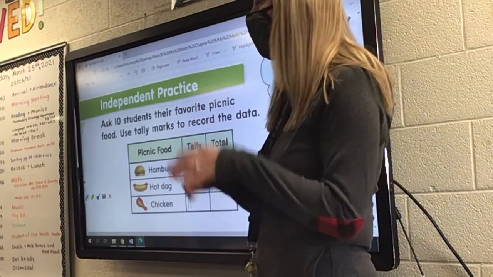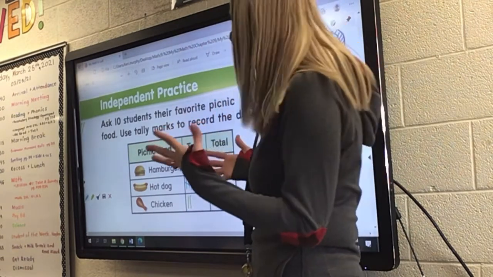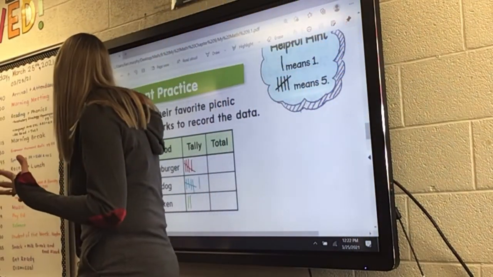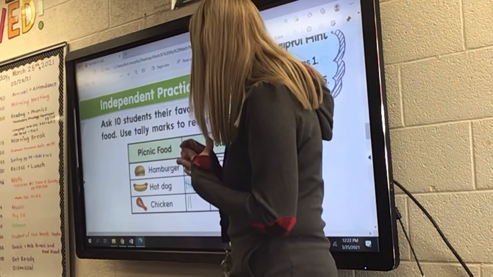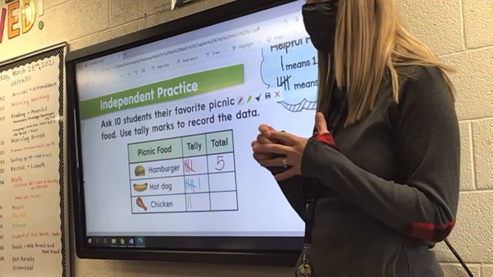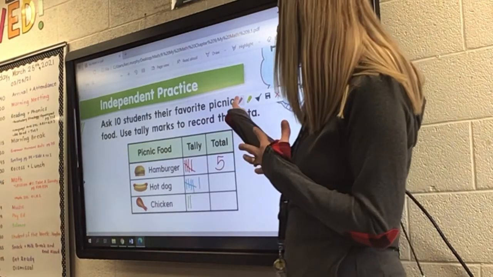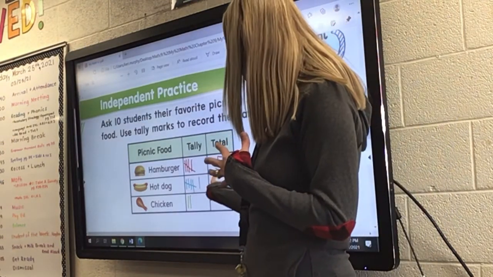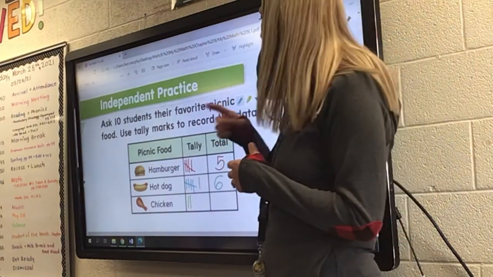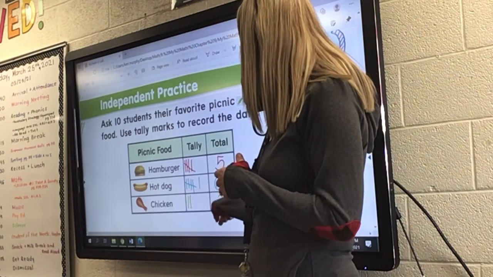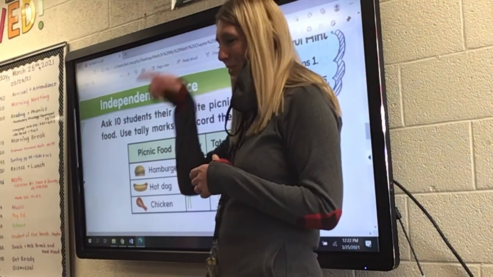All right. So on the first one, hamburger. How many tally marks are there, guys? 5. So we need to write the total number 5 for hamburger. Mason just was the tiebreaker on that one. Mason, how many like hot dogs? 6. So 5 plus 1 would be 6. And second graders, how many like chicken? That's me and John. Just you and John.